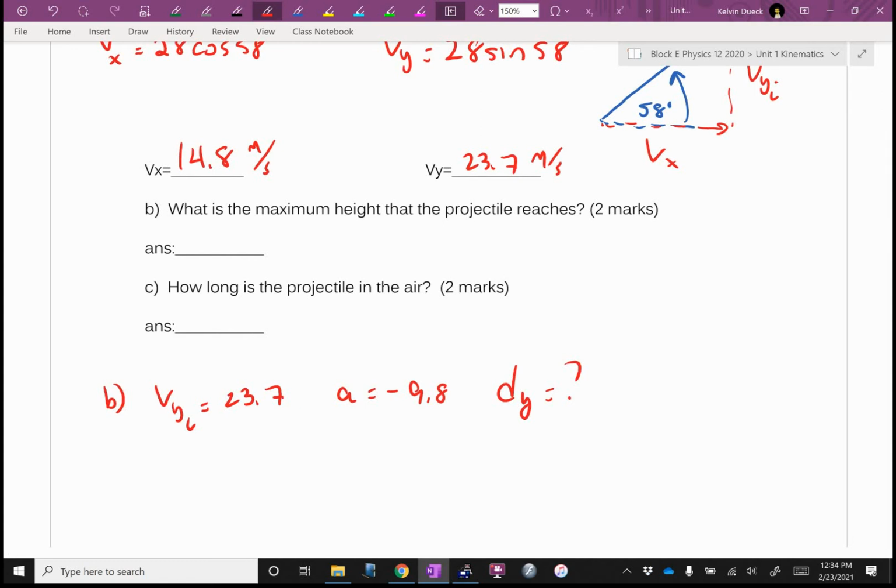Oh, what else do I know at the maximum height? The velocity is, Vy final is 0. There's still a Vx. Okay.